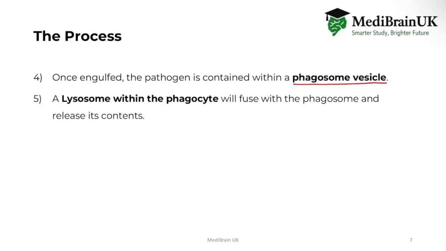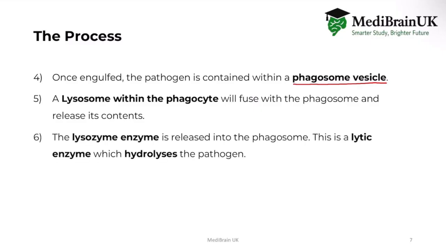Then a lysosome, which is a key part of phagocytosis, comes in. We looked at that during our cell structure. One of the functions of lysosomes is to take part in phagocytosis. Phagocytes have lysosomes present within them, and the lysosome will fuse with the phagosome vesicle and release its contents. The lysosome has an enzyme, and that enzyme is called the lysozyme enzyme.